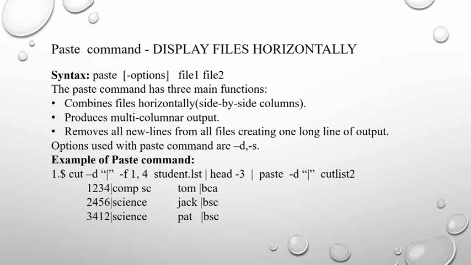You can see the course they have taken and which stream they belong to. All these are given here. I've chosen the first field and the fourth field of the student.list, and these are the first three lines of the student.list file, which is pasted with cut.list. Nothing but the contents of the files have been placed horizontally, pasted by the paste command. This is about the paste command.